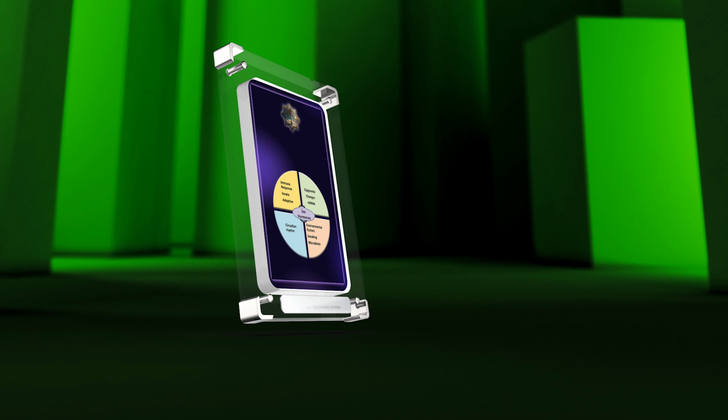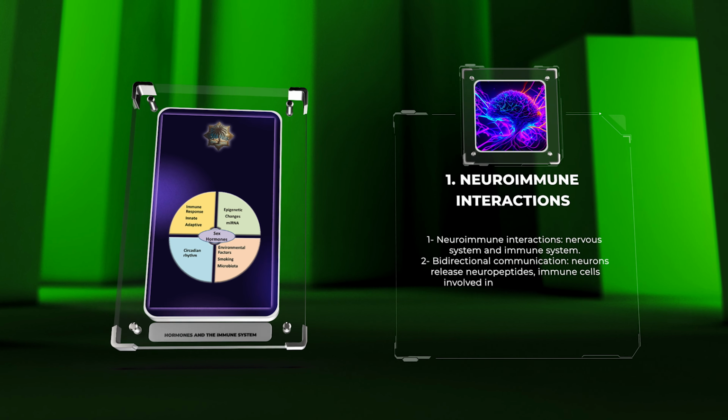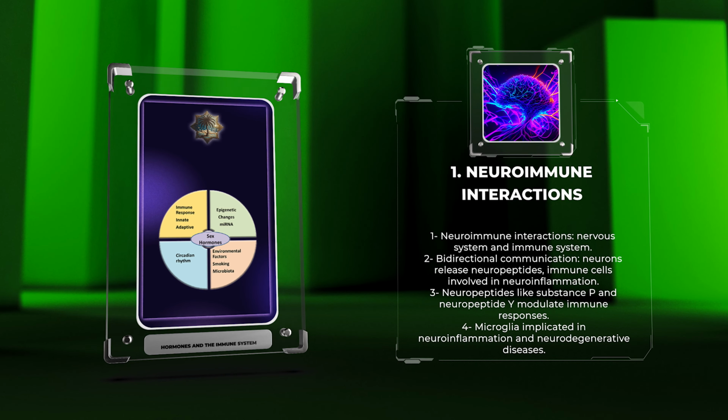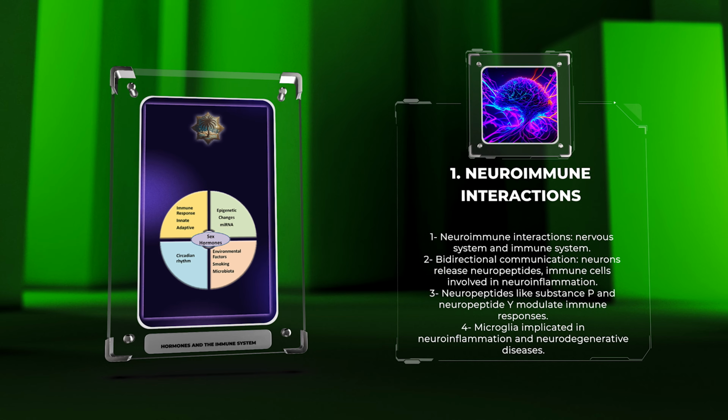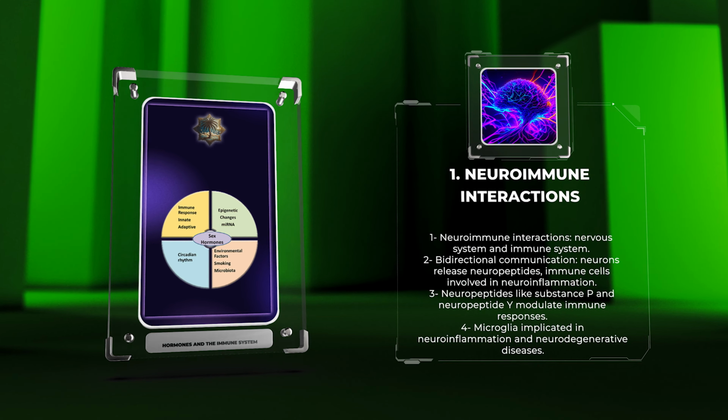Neuroimmune interactions highlight the intricate crosstalk between the nervous system and immune system. The communication occurs bidirectionally, allowing both systems to influence each other's function. Neurons release neuropeptides, such as substance P and neuropeptide Y, which modulate immune responses. Additionally, immune cells, particularly microglia, have been implicated in neuroinflammation and neurodegenerative diseases. The study of neuroimmune interactions unravels the profound impact of our nervous system on immune responses and disease outcomes.